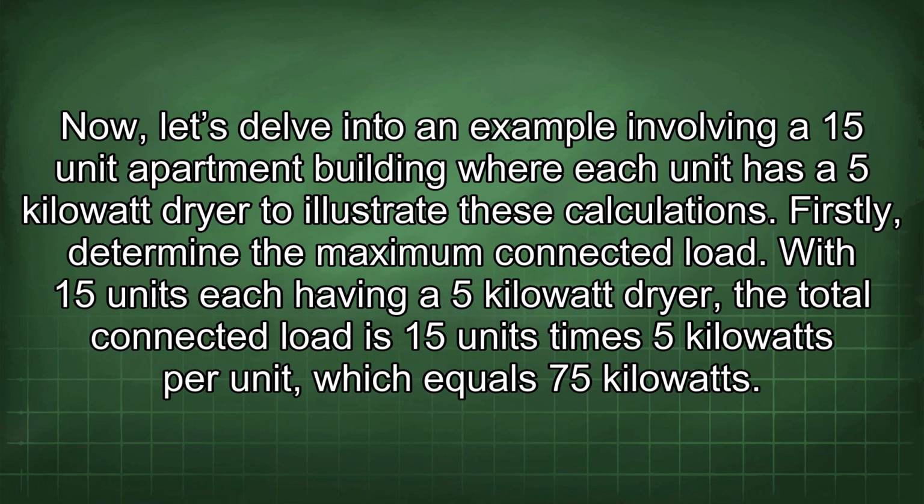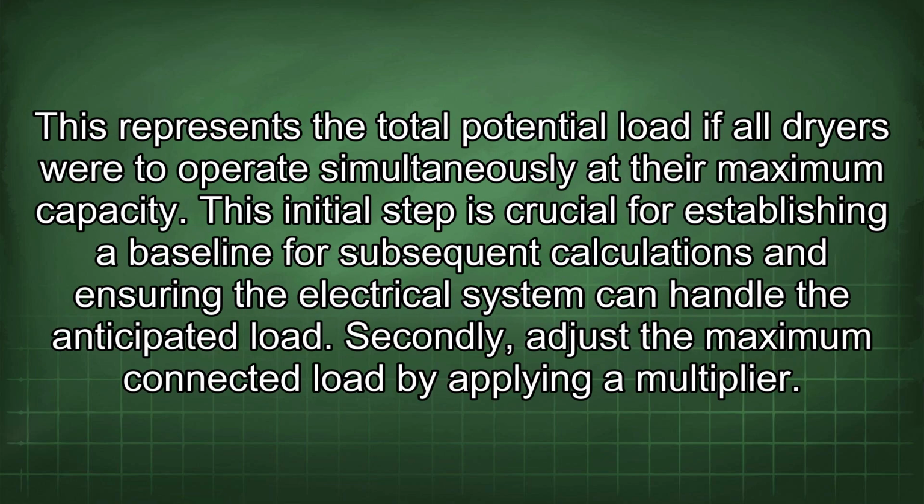Now let's delve into an example involving a 15-unit apartment building where each unit has a 5 kilowatt dryer to illustrate these calculations. Firstly, determine the maximum connected load. With 15 units each having a 5 kilowatt dryer, the total connected load is 15 units times 5 kilowatts per unit, which equals 75 kilowatts. This represents the total potential load if all dryers were to operate simultaneously at their maximum capacity. This initial step is crucial for establishing a baseline for subsequent calculations and ensuring the electrical system can handle the anticipated load.